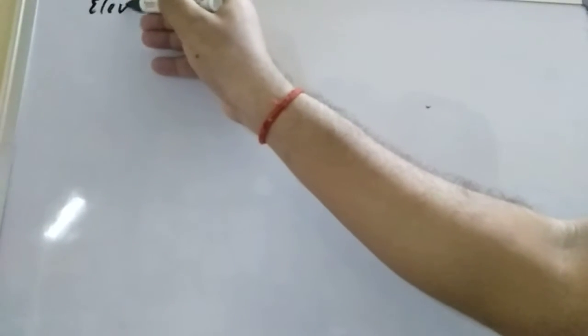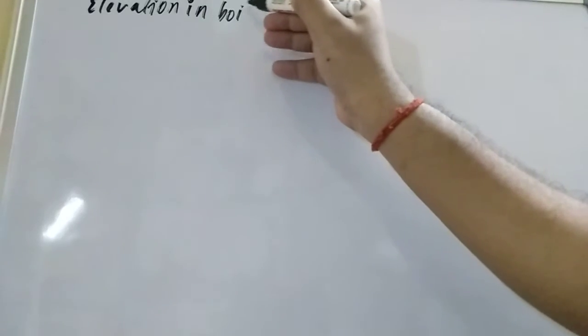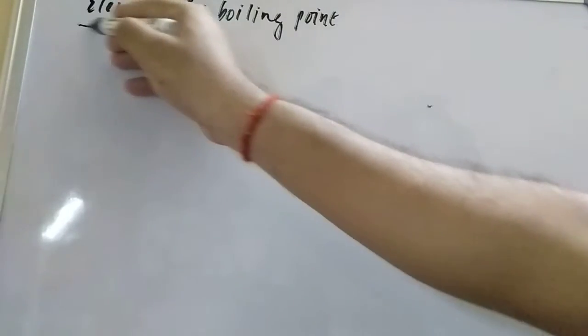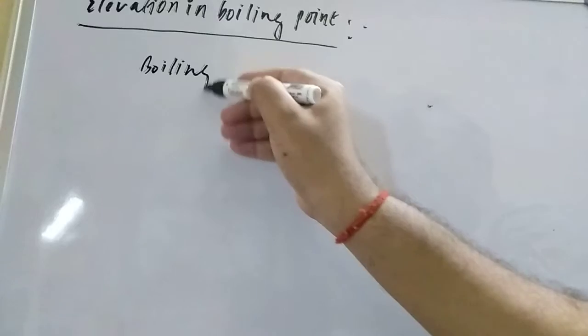The first property I am taking, and then we will solve some problems based on it. First of all, let us understand the concept, then we will go to the problems. The first colligative property is elevation in boiling point. So let us try to understand what elevation in boiling point is. Firstly, understand what the boiling point is.